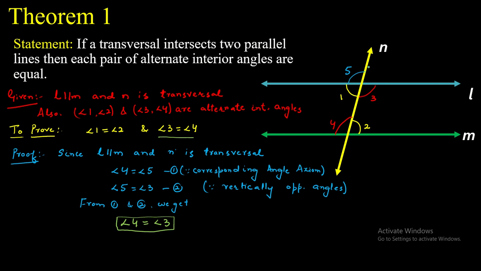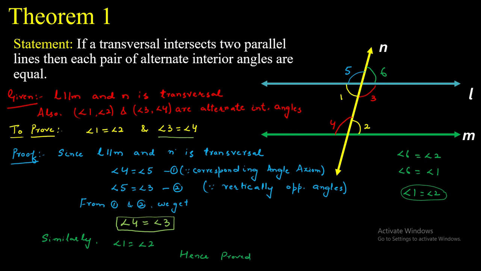Similarly, we can take one more angle as angle 6, and we can say that angle 6 is equal to angle 2, then angle 6 is equal to angle 1, because they are vertically opposite angles. Then from these two we can directly say that angle 1 is equal to angle 2. So this is another pair which we had to prove. This we proved here, that alternate interior angles are equal. So hence proved.